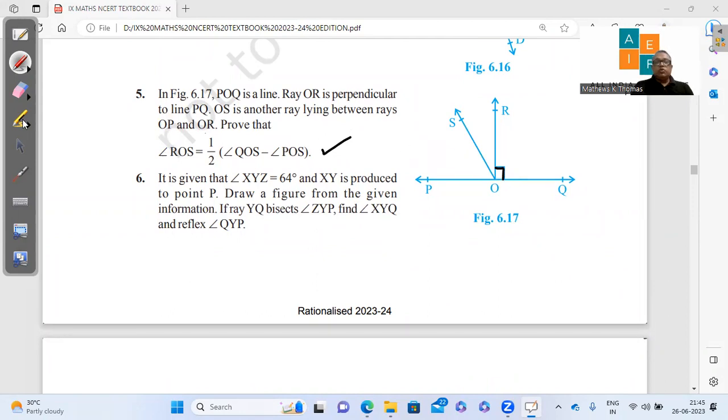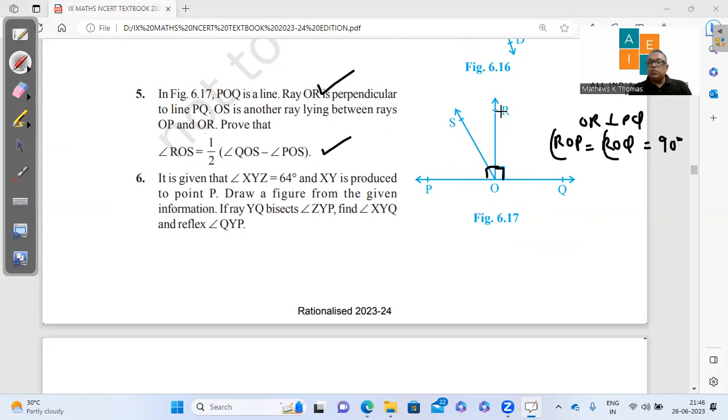So in order to solve this, I will start with the initial information that is given to me, that OR is perpendicular to PQ. If OR is perpendicular, this is 90 and this is 90, right? Because this is a straight line, linear pair. So I'm going to start with this information that angle ROP is equal to ROQ. Both are 90 degrees because OR is given perpendicular to PQ. If it is perpendicular, it means it's 90 on either side. So ROP and ROQ are equal.